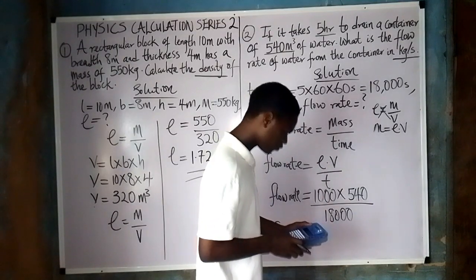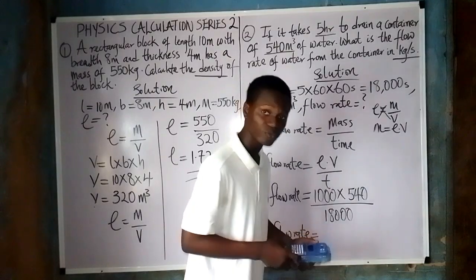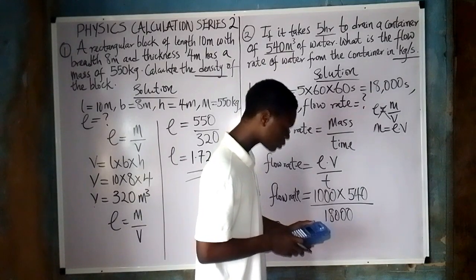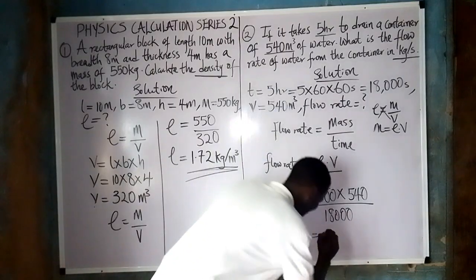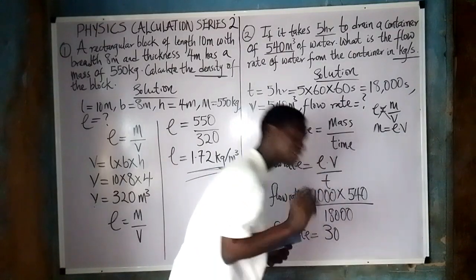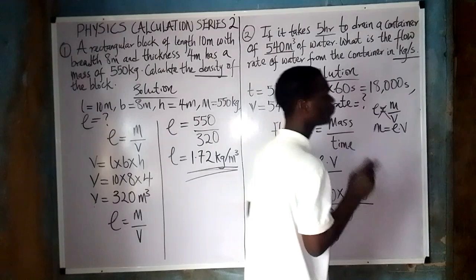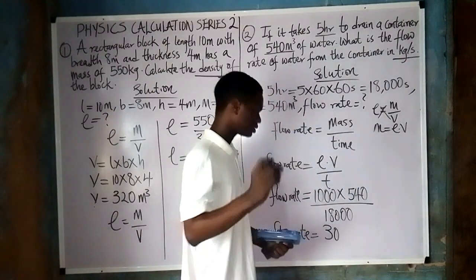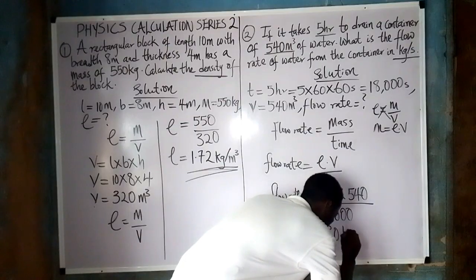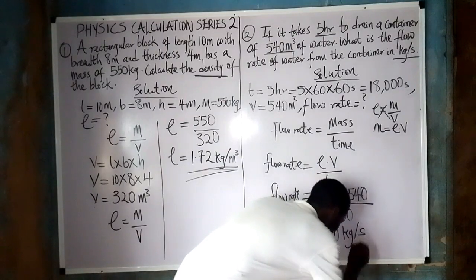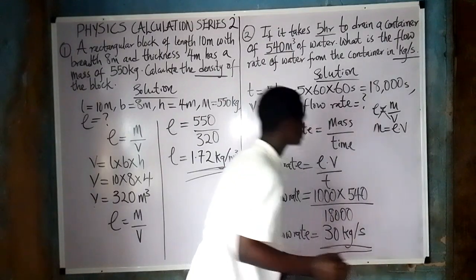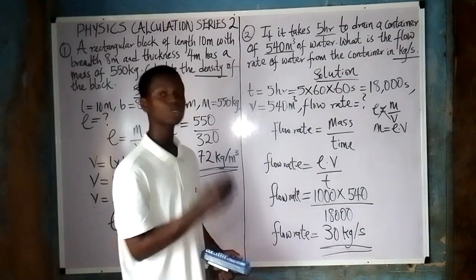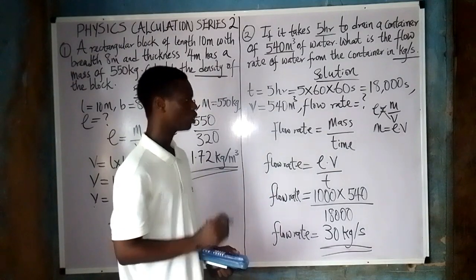1000 times 540 gives us 540,000. Now we are dividing that by 18,000. That gives us 30, exactly 30. And what do you need to say we should find our answer in? It is stated in kg per second. So I'll come here and add kilogram per second. And this is the answer to this very question. So you are free to go through it and ensure you understand how this question was solved.